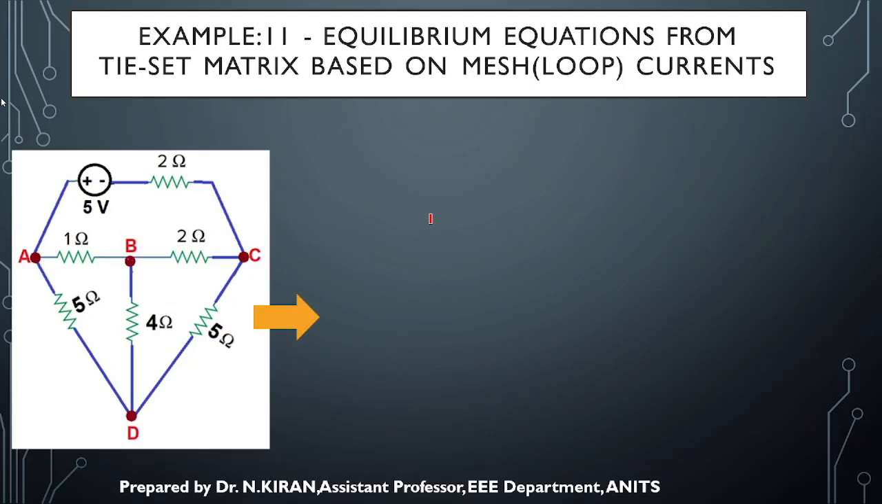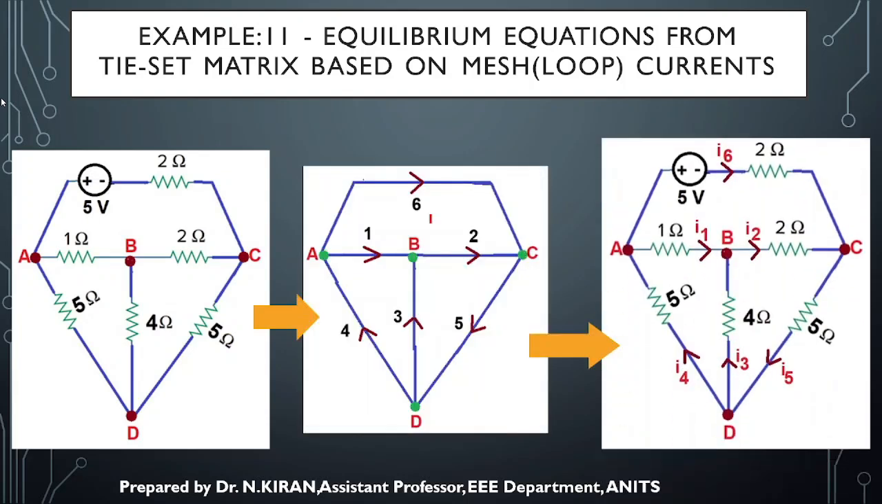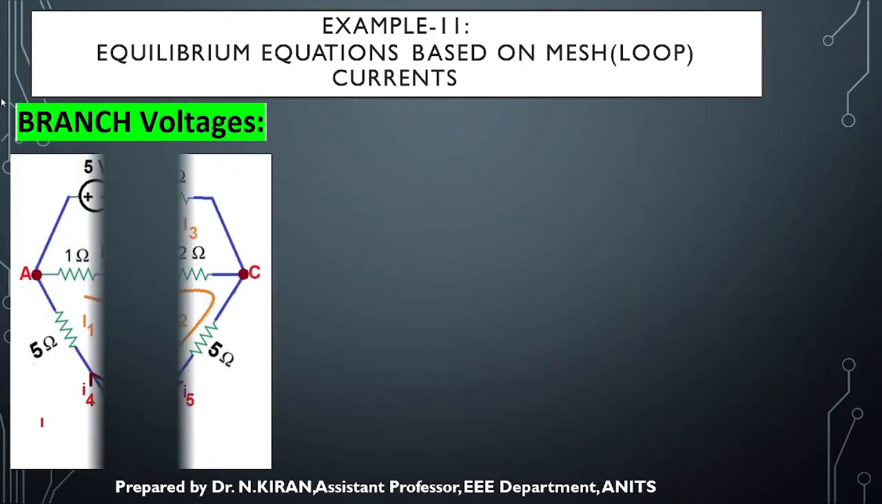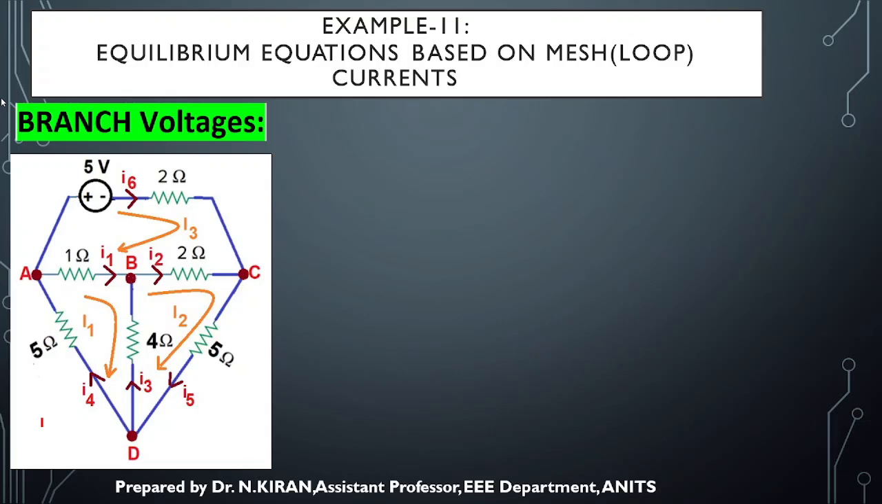So now we'll see how to construct the equilibrium equations based on the tie-set matrix. Since we have considered the current I have assumed as I1 here, and in the second branch I have assumed current as I2. So similarly I3, I4, I5, I6, depending upon the designated branch number, I considered currents I1, I2, and so on till I6. The loop direction I have considered in the same direction as I told you, based on the links.